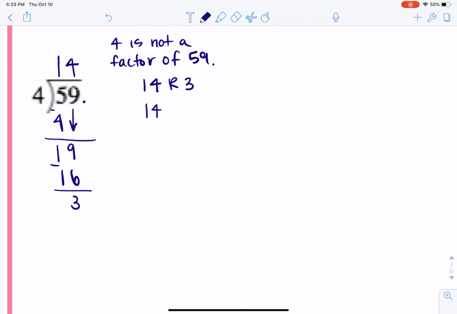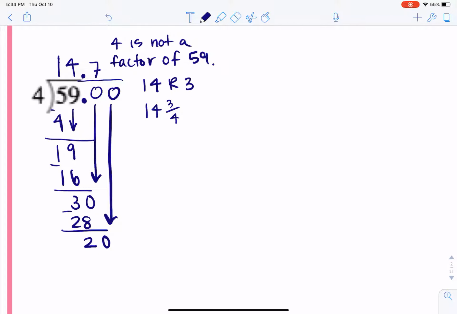I can express my answer as 14 and 3/4, or I could keep going and add some zeros here. How many 4s are in 30? There are 7. 7 times 4 is 28. Subtract, I'm left with 2. I can add another 0 here. How many 4s are in 20? There are 5. 5 times 4 is 20. I subtract and I'm left with 0 here. So my last way that I could express my answer is 14.75.